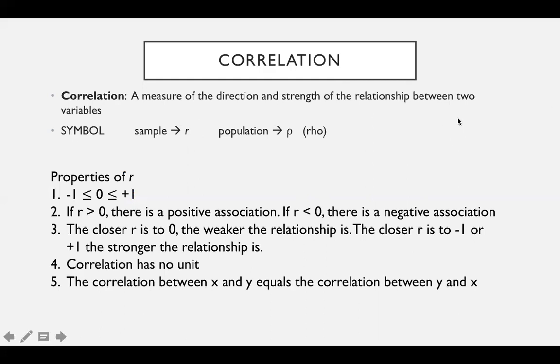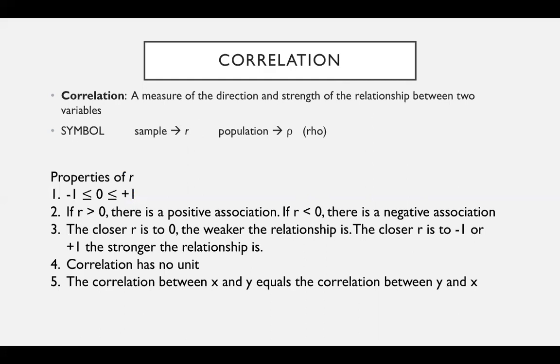So there are 5 properties of r that you just want to keep in mind. Correlation ranges from -1 to +1. If your r is greater than 0, that means there is a positive association, which makes sense. And if r is less than 0, there is a negative association between the two variables. The closer r is to 0, the weaker the relationship is. And the closer r is to -1 or to +1, the stronger the relationship is.